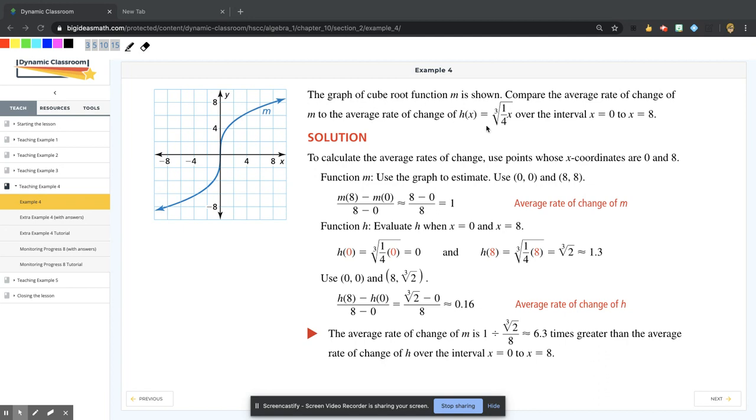So here I have an equation. It says the graph of the cube root function m is shown. Compare the average rate of change of m to the average rate of change of h of x equals the cube root of 1/4 times x over the interval of 0 and 8. Okay, so they're just talking about x equaling 0 and x equaling 8.